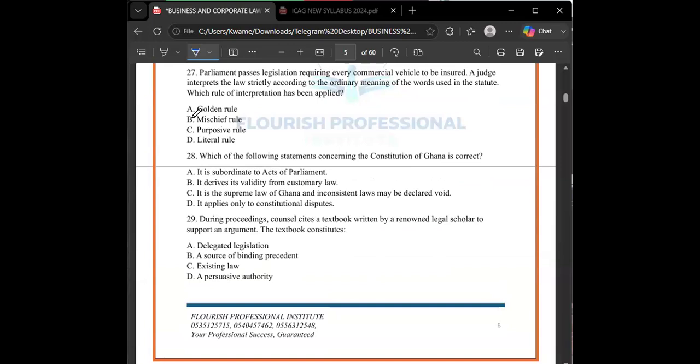Parliament passes legislation requiring every commercial vehicle to be insured. A judge interprets the law strictly according to the ordinary meaning of the words used in the text. Which rule of interpretation has been applied? A. Holding rule. B. Mischief rule. C. Pervasive rule. D. Literal rule. D. Literal rule. So by the meaning of the words used, that's literal.